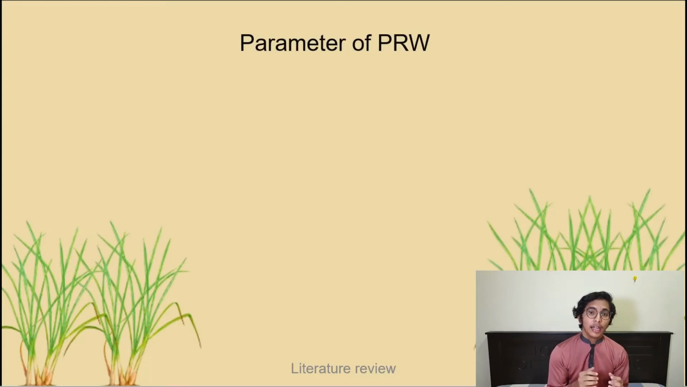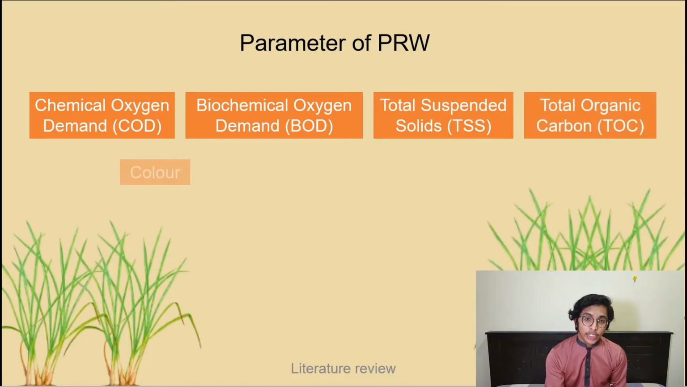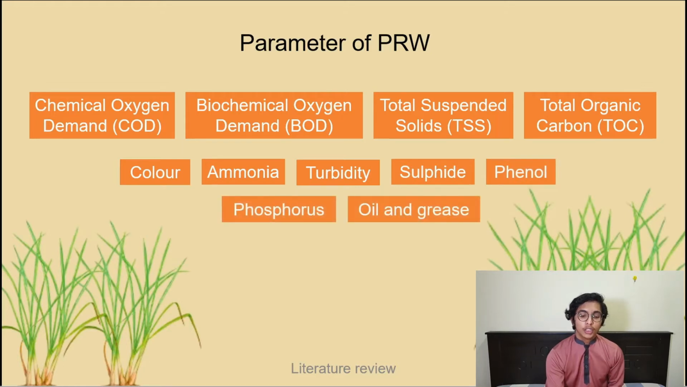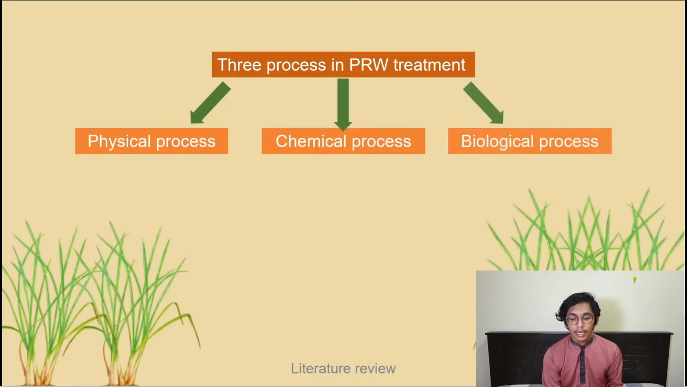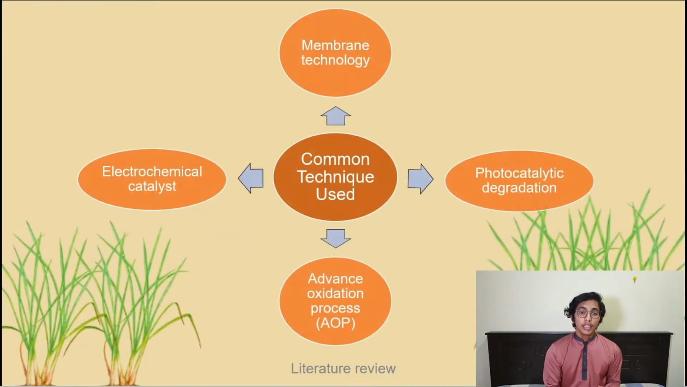These are the parameters that need to be looked out for in PRW: chemical oxygen demand, biochemical oxygen demand, total suspended solids, total organic carbon, color, ammonia, turbidity, sulfide, phenol, phosphorus, oil and grease, and pH. The treatment process of PRW consists of three major processes, which are physical processes, chemical processes, and biological processes. All of these processes have three treatments, which are primary treatment, secondary treatment, and tertiary treatment. These are the most common techniques used in treating PRW.